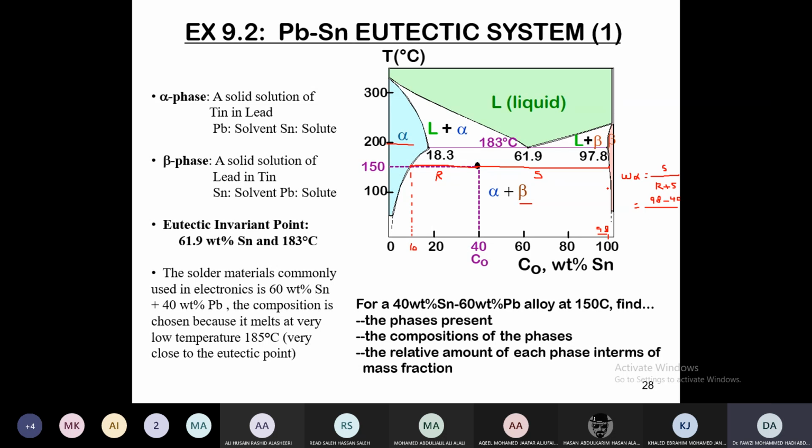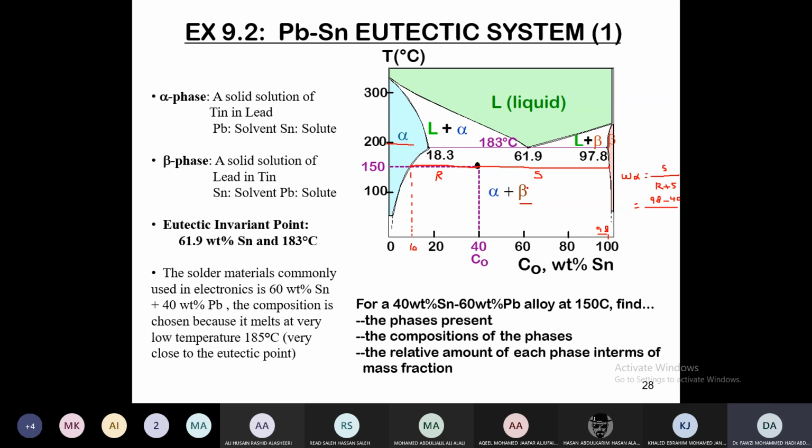All right, that is the value of S. It's 98 minus 40. This is the segment from here to there. Here we are reading 98, and here we are reading 40. So it's 98 minus 40 divided by S plus R, which means this S plus this R.